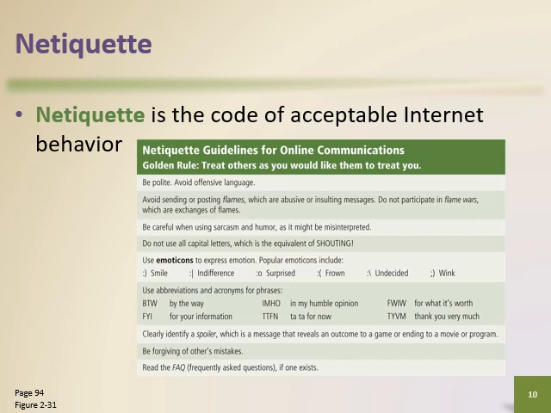The very important etiquette is that you have to be polite whenever you communicate on the internet, and you avoid offensive language. Avoid sending or posting flames. Avoid abusive or insulting messages. Do not participate in flame wars, which are exchanges of flames. Be careful while using sarcasm and humor. Whenever you use capital letters, this is the equivalent of shouting. So you never use all capital letters, because on the internet it means shouting. Okay, so read the others on your own.